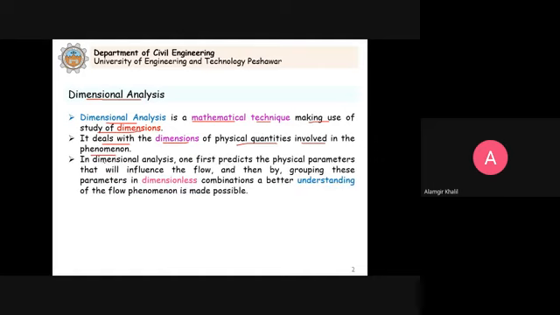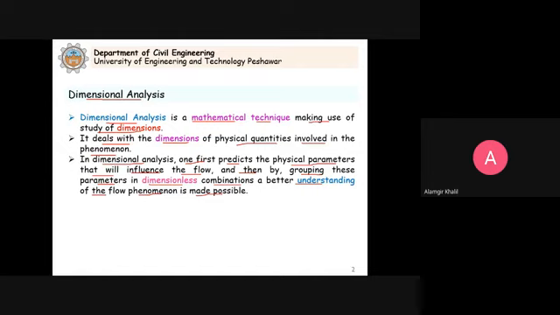In dimensional analysis, one first predicts the physical parameters that will influence the flow, and then by grouping these parameters in dimensionless combinations, a better understanding of the flow phenomena is made possible. So what we actually do is that the first step in dimension analysis is that we have to predict the physical parameters that will influence the flow. This is the first step.